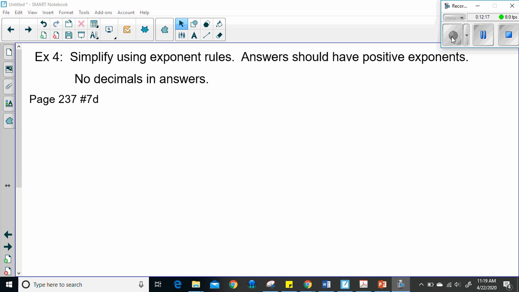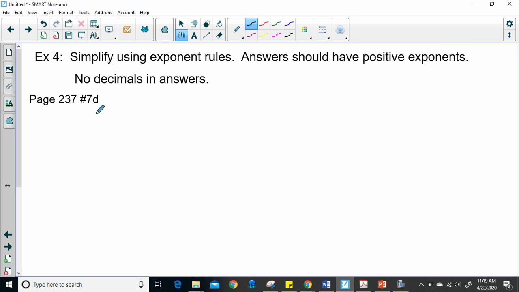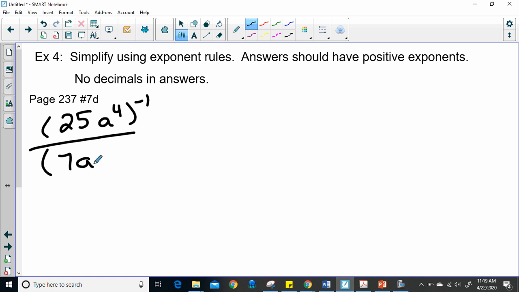Okay, let's do another question that's from right beside some of your homework. So I think I gave you some of the questions from 7. Let's do bracket 25 a to the 4 to the exponent -1 all over bracket 7 a to the -2 b all squared. And I want to do this for when a is equal to 11 and b is equal to 10. So again, I want to simplify using my rules first.